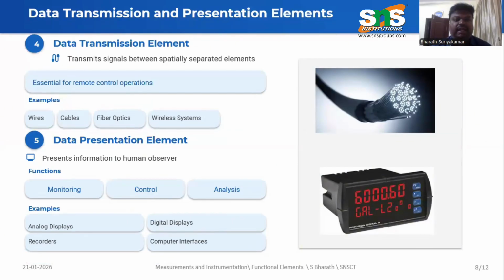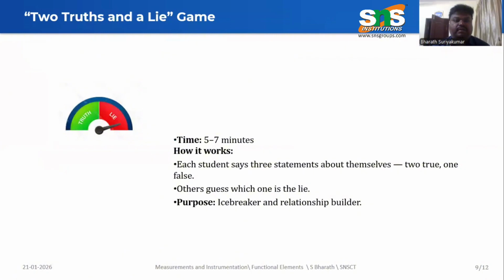Next stage is the data transmission and data presentation element. Data transmission element, as we already discussed, transmits the signal between spatially separated elements. It is essential for remote control operations. Data presentation element is used in monitoring, control, and analysis. Examples are analog displays, recorders, digital displays, etc.